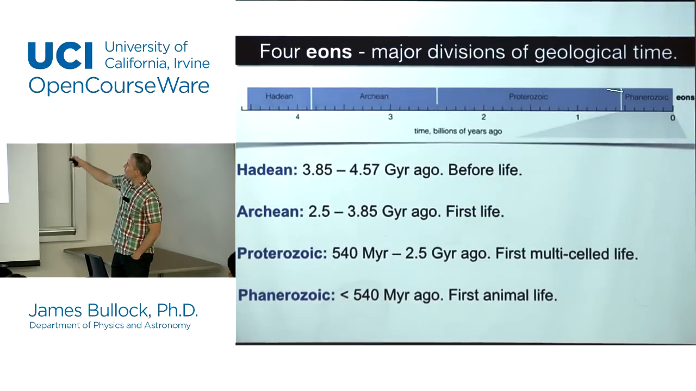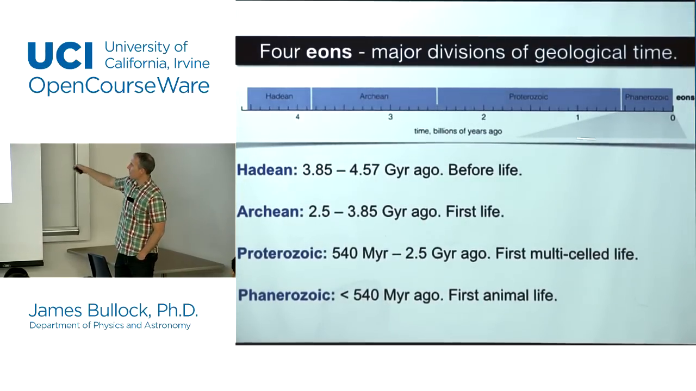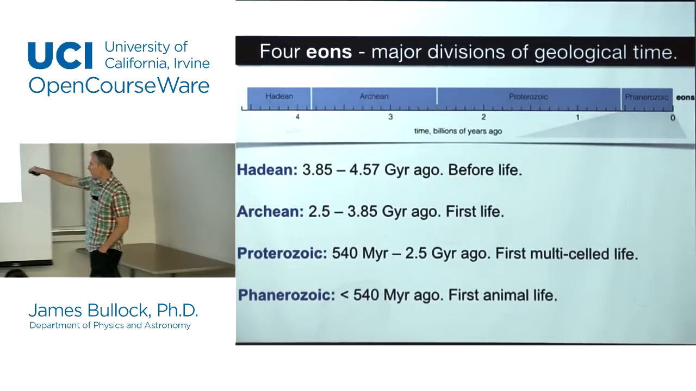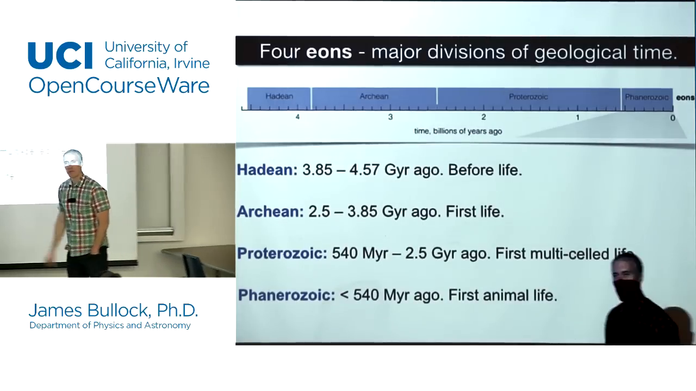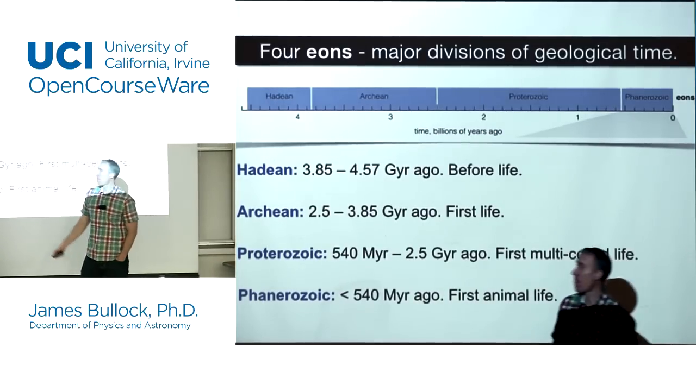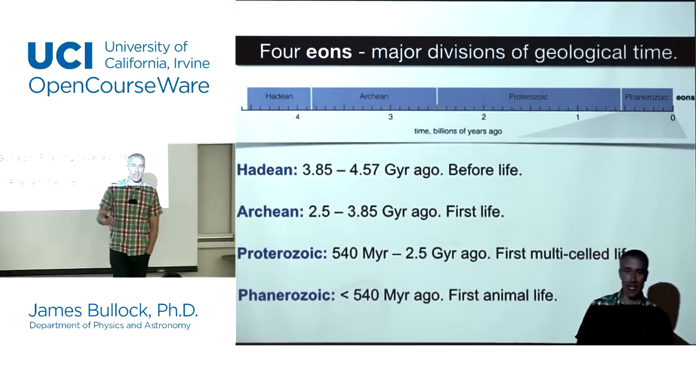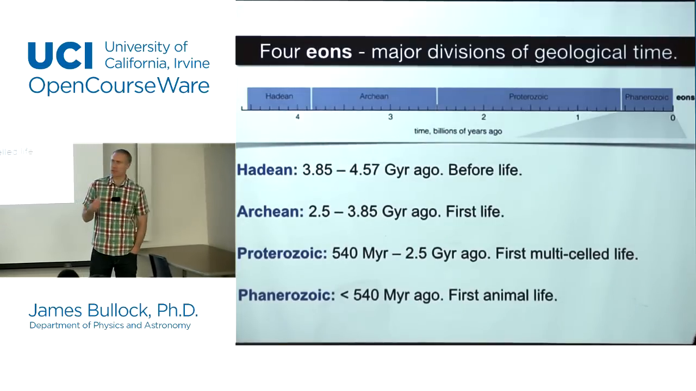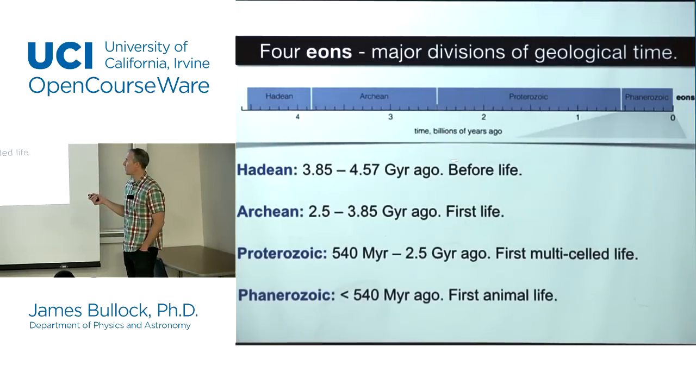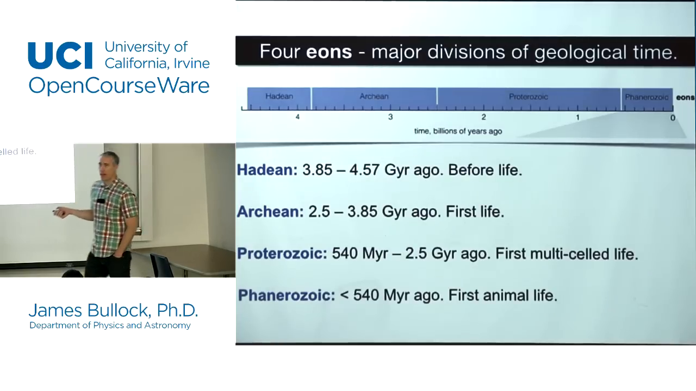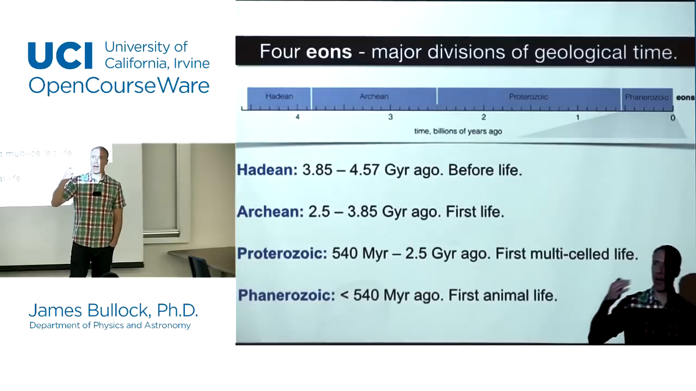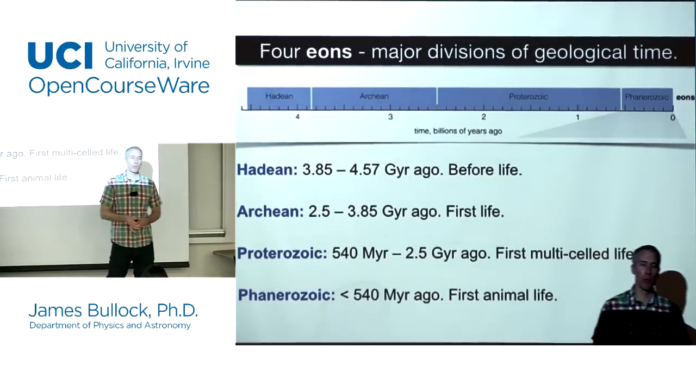So there are basically 4 major divisions in geological time that we talk about, going back to the very beginning of the Earth around 4.5 billion years ago. The first epoch is called the Hadean epoch, and Hadean is basically supposed to be associated with before life. During the Hadean time, the Earth was very hot.